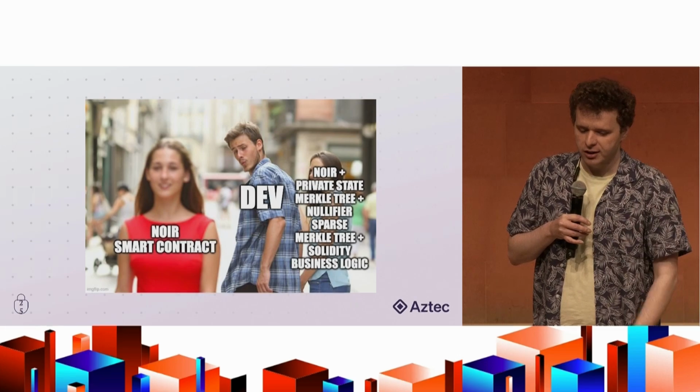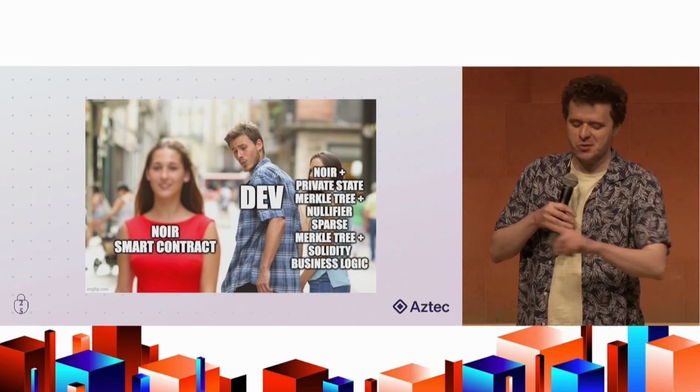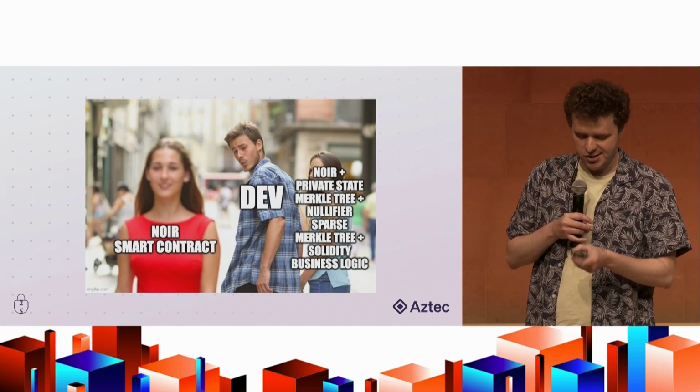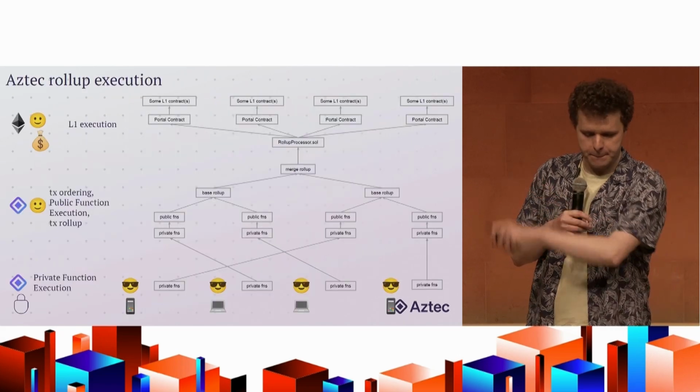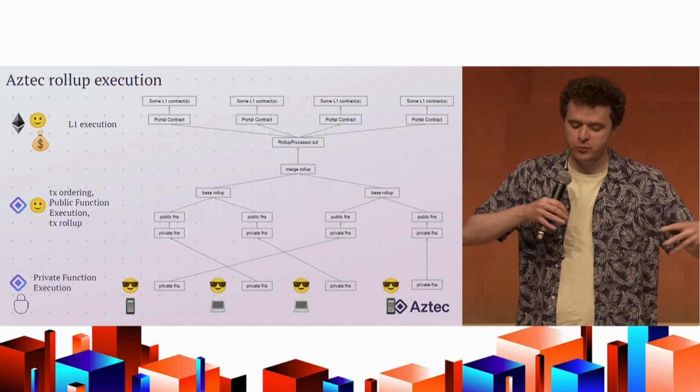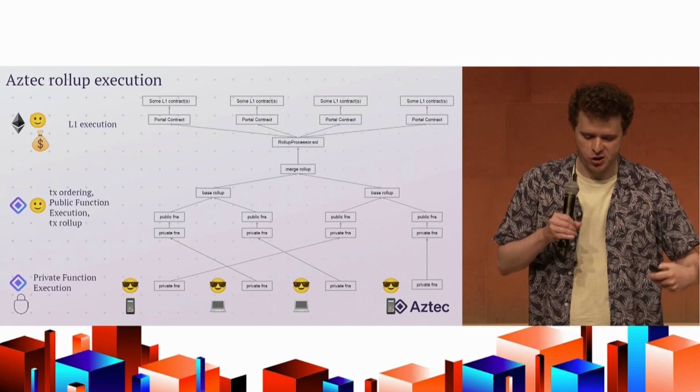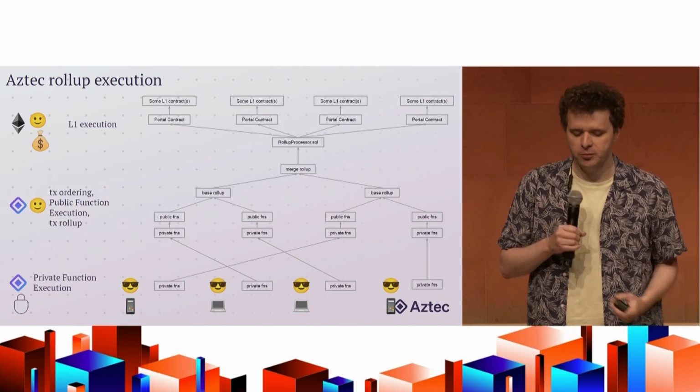So yeah, basically it's an abstraction that gets rid of all of the ugly stuff on the right-hand side. And then we combine that with a real, proper, bona fide execution environment. That is the Aztec layer 2.